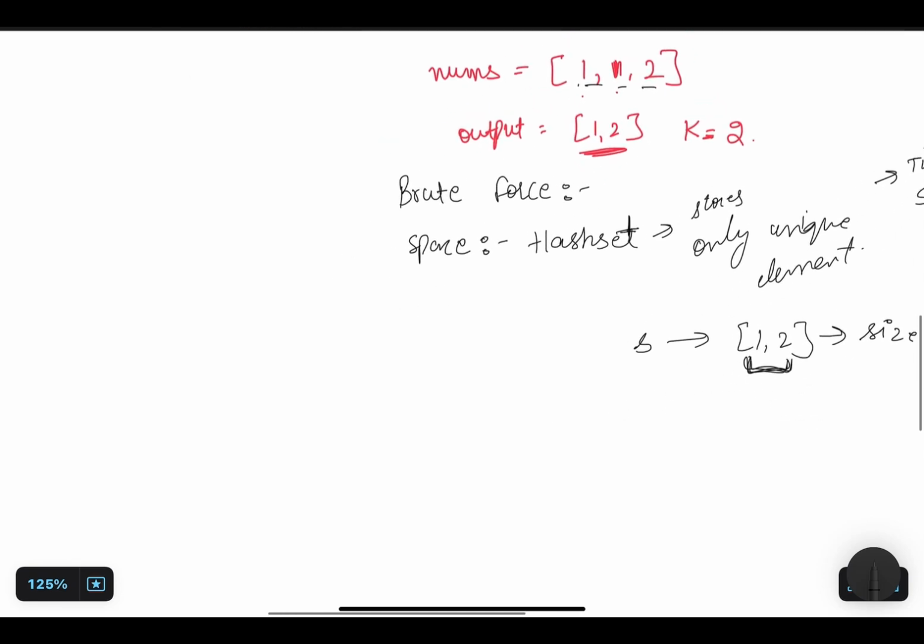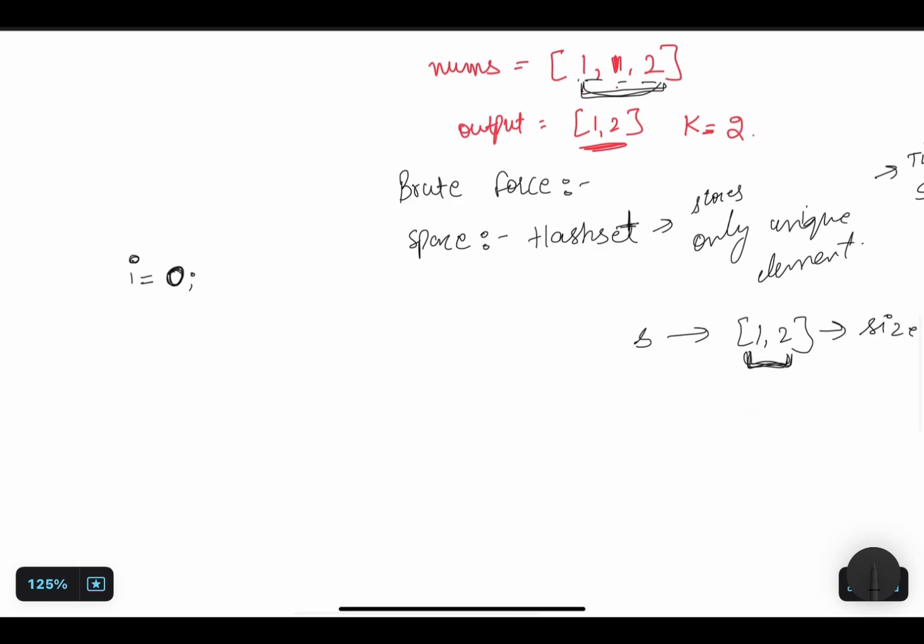Okay, see here. What we can do in the optimal solution, we will take two indices. Let's say i. Firstly, it will be at 0. Okay. Then we will traverse this array. For traversing, we will use a for loop, right? So we will use one loop with j. Now i is at 0. We will take j starting from 1. Okay, so j will be at 1 and it will go till length.